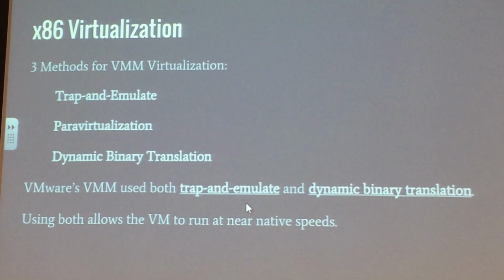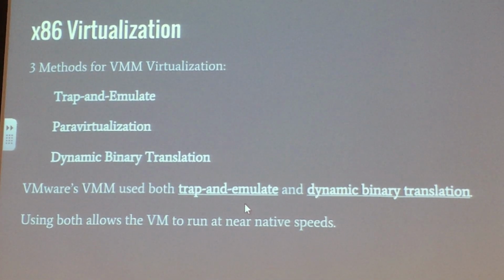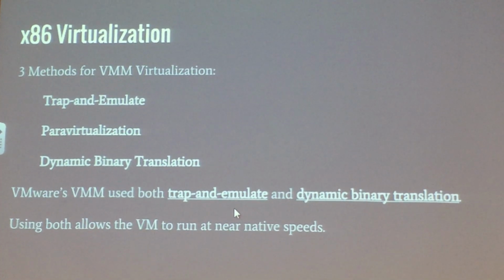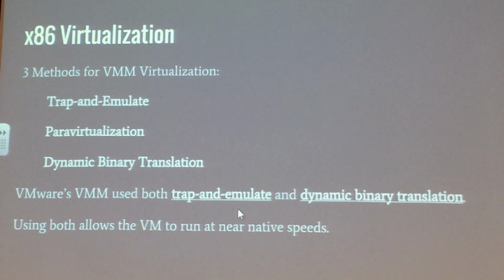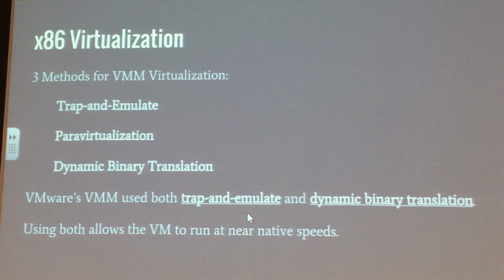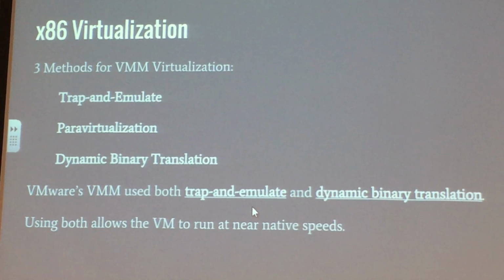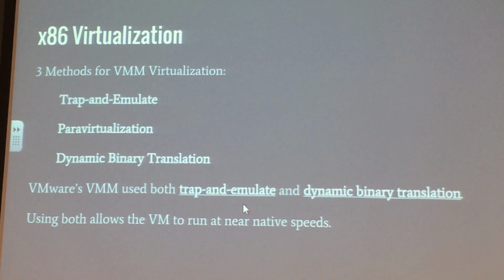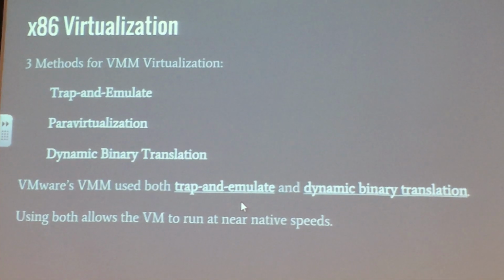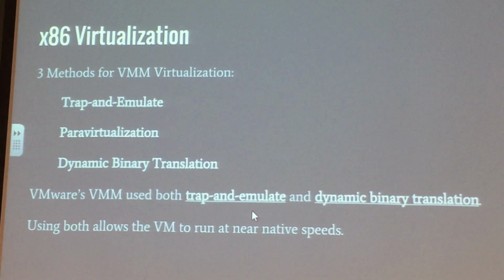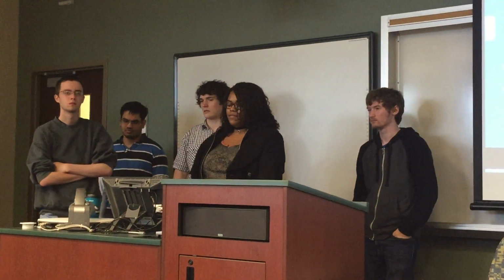Dynamic binary translation is pretty much pure emulation, in which it doesn't matter whether the instruction is sensitive or not sensitive. It's just emulated through the VMM and executed on the virtual machine. VMware's VMM uses both trap and emulate and dynamic binary translation, which limits the overhead and allows the virtual operating system to run at low rate speeds.